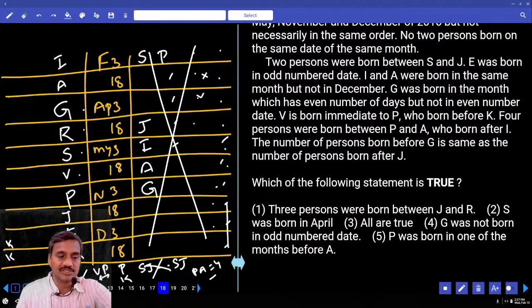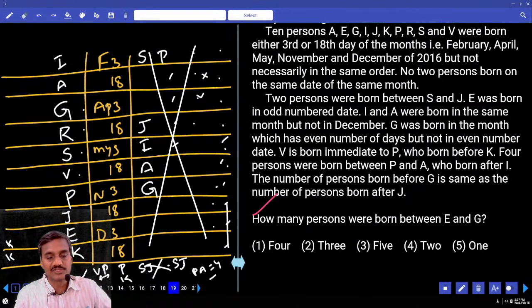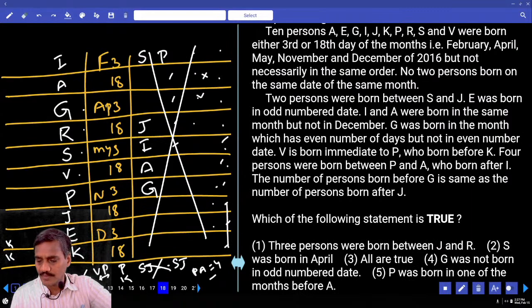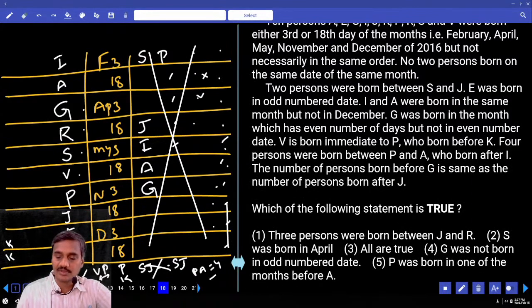And which of the following statements is true? 3 persons between J and R. In between J and R, there are 3 people. First one is definitely true. Option, all are true. Then S was born in the month of April. That is false. Hence choice 1.